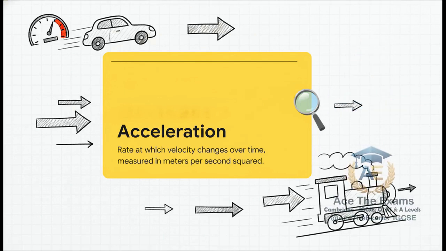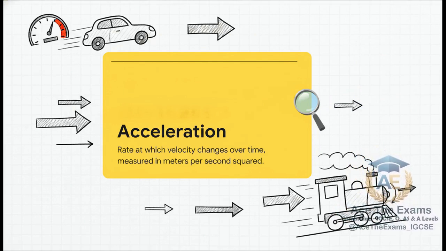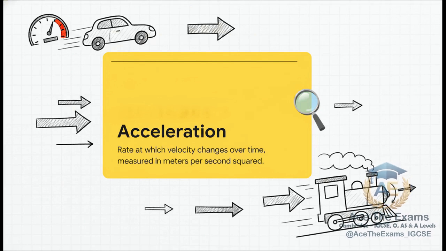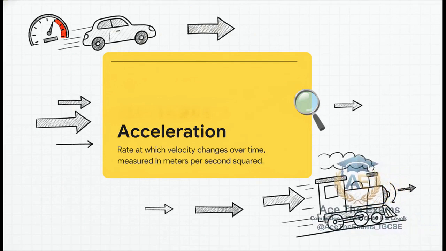Say a car absolutely floors it, going from a standstill to 19 meters per second in just 6.3 seconds. That's a positive acceleration. But if a train slams on the brakes and slows down over a minute and a half, its final velocity ends up being lower than its initial velocity. We get a negative change, resulting in a negative acceleration, which we usually just call deceleration.